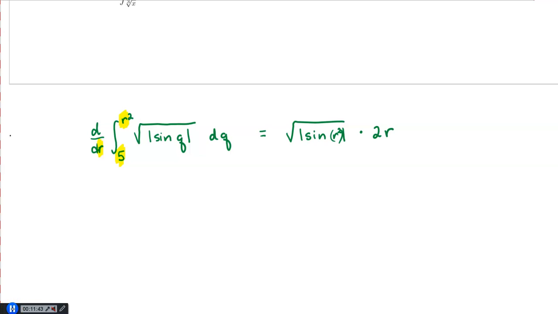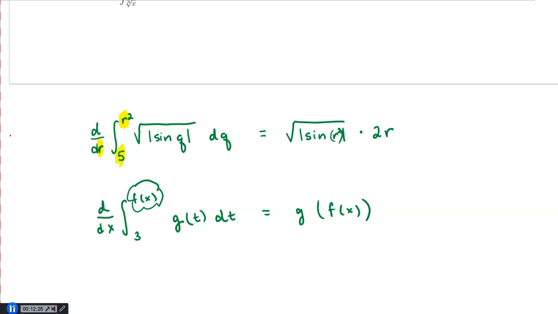So I can still apply the fundamental theorem of calculus first part if I see a problem like this. I just have to remember the chain rule. You can try to write down what that would be. Hopefully you got g of f of x, the integrand with the function plugged in for the variable, times the derivative of the function that was the limit of integration.